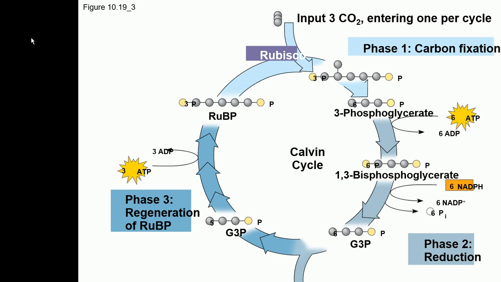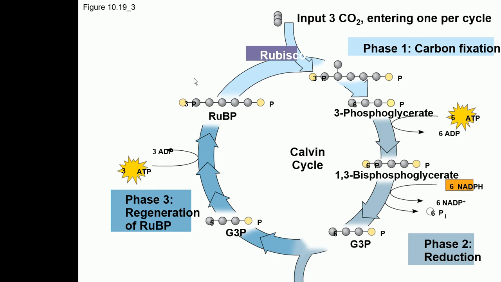So in the stroma there is an important compound present which is called ribulose bisphosphate. This is a compound with 5 carbons in it: 1, 2, 3, 4, 5. It has 2 phosphate groups and 5 carbons.